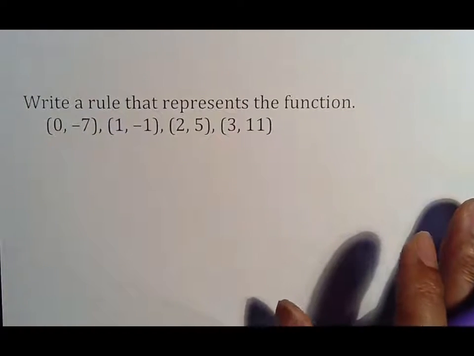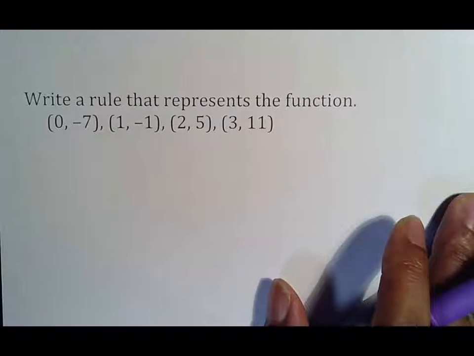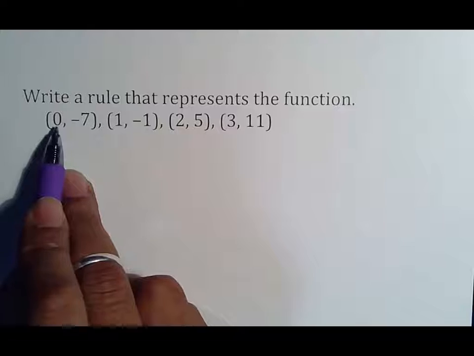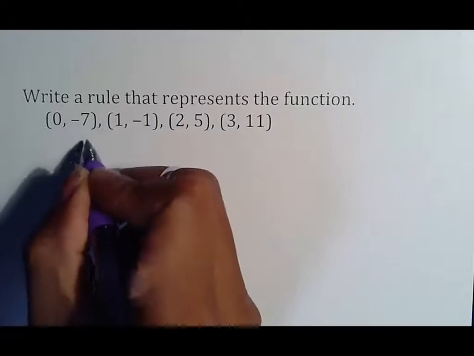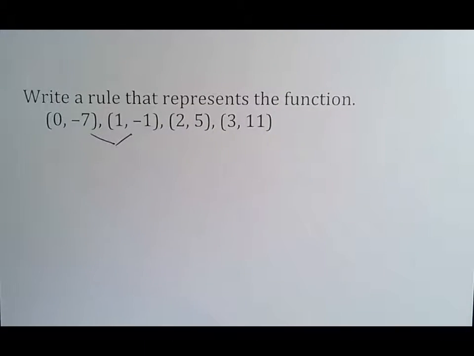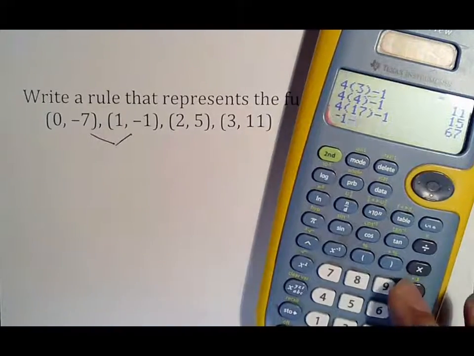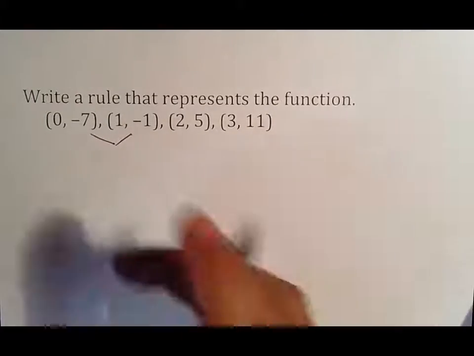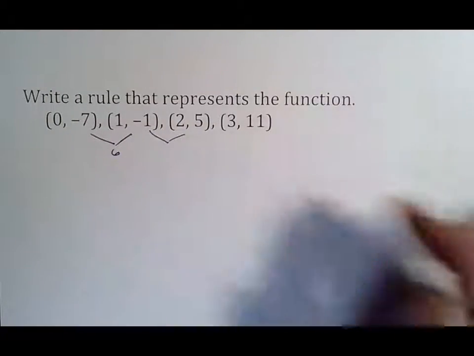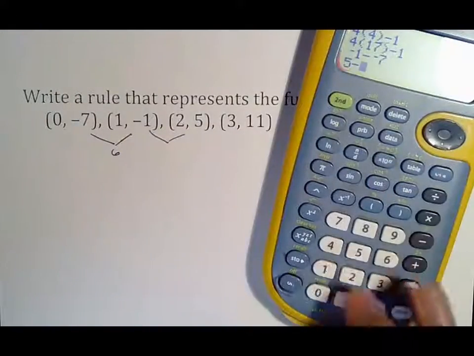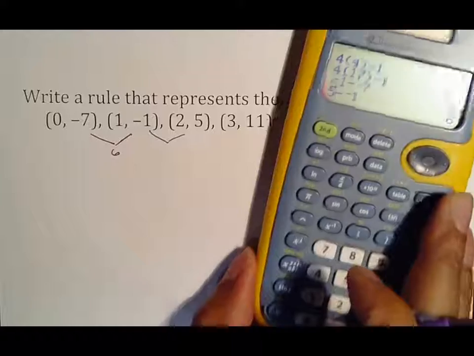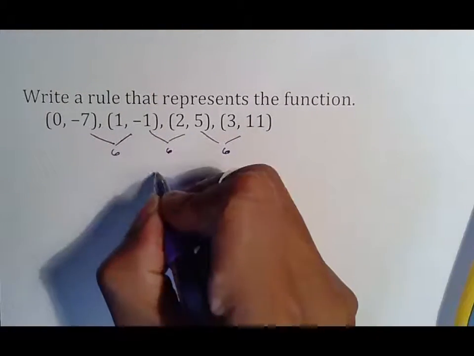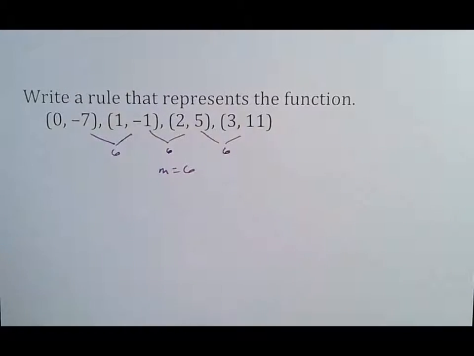Again, write a rule that represents the function. In this case, we'll have to think a little bit because it's not as easy. But notice that my x's are going 0, 1, 2, 3. So the good news is I can ignore my x's. But remember, we do second minus first equals 6. We do second minus first, which is also 6. And 11 minus 5 is 6. That means that m is equal to 6.